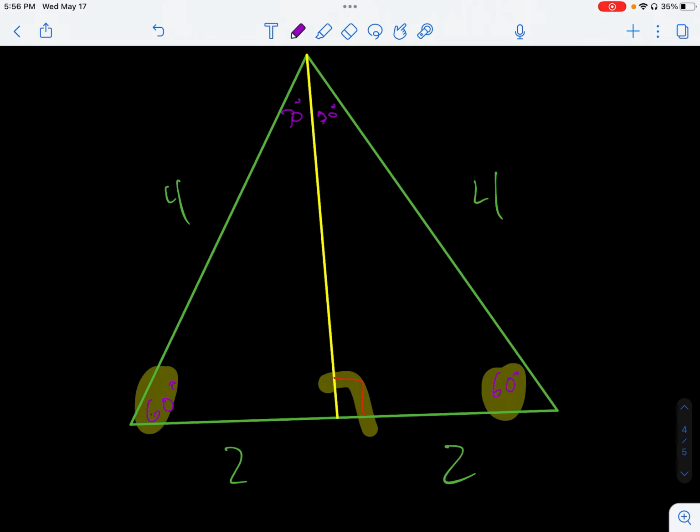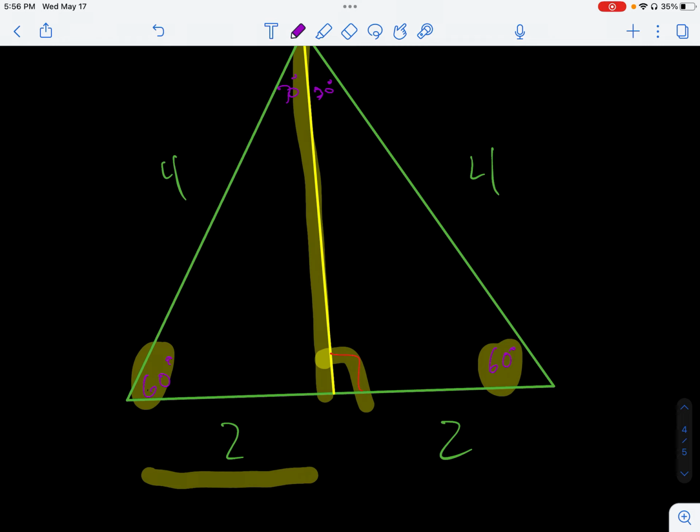So to find the height of this triangle, well, we have a short leg and a long leg. So to get from a short leg to long leg, we're going to call this h. h is going to equal radical 3, because all we're doing is either multiplying by 2 to get the hypotenuse or radical 3 to get the long leg.